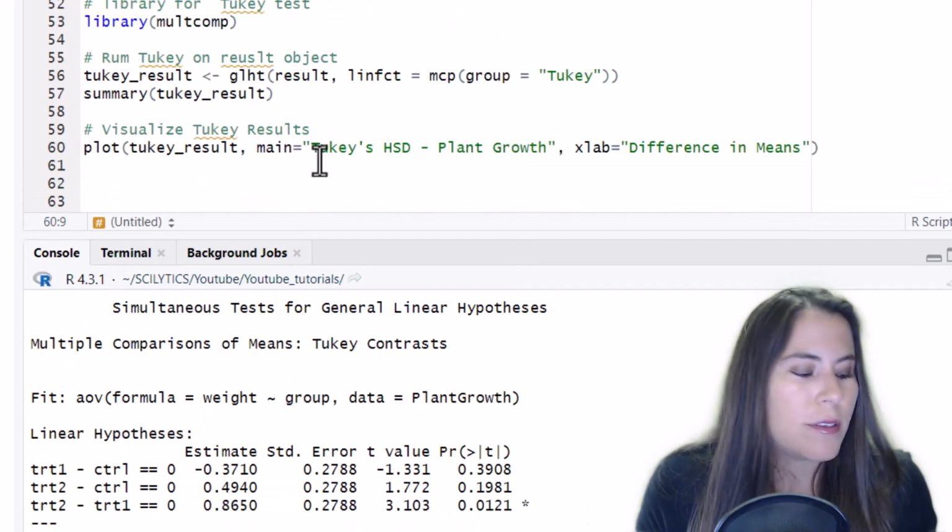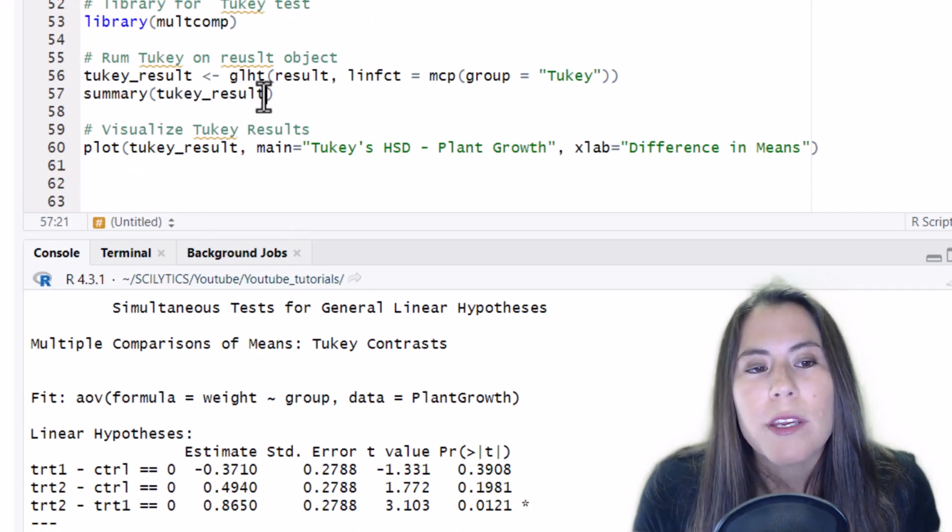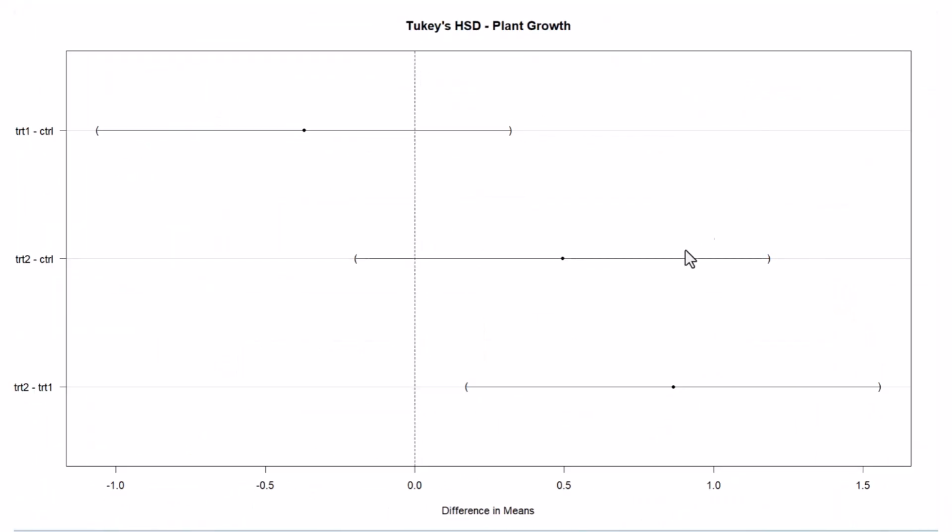And we can visualize the results here by plotting this Tukey result object. If we have a difference in means that is zero, it means that there's no difference in means, that things are the same. So what you're seeing here is this dotted line at zero to show, for each of these pairwise comparisons, how close they are to being the same. For treatment one and control, this dot is the difference in mean here, and this range in parentheses is the confidence interval around that difference in means.